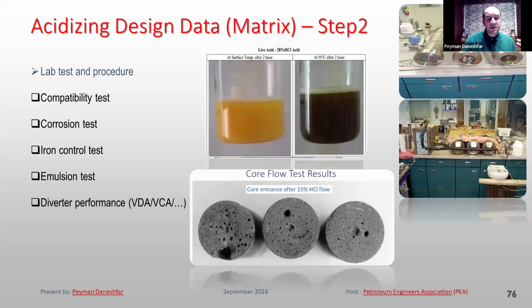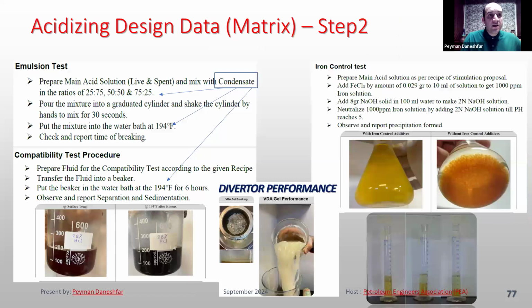And here you can see the laboratory jobs that we do: compatibility, corrosion test, iron control test, emulsion test, and diverting performance. I think I told you every parameter before, but again, with the core flooding, we can find the HF/HCl, the injection rate, and also the permeability. We can find the permeability improvement and other things. But for the compatibility test, we go to the next slide.